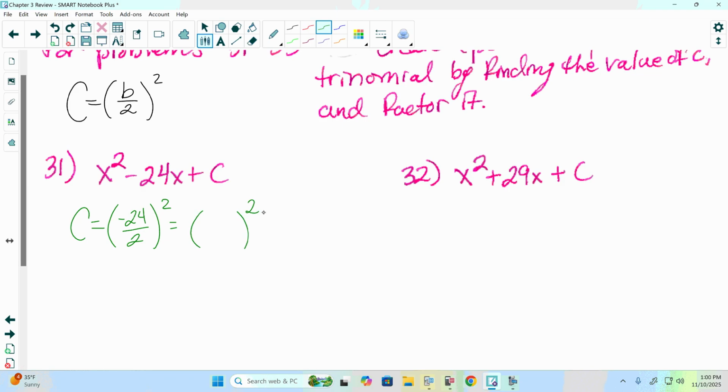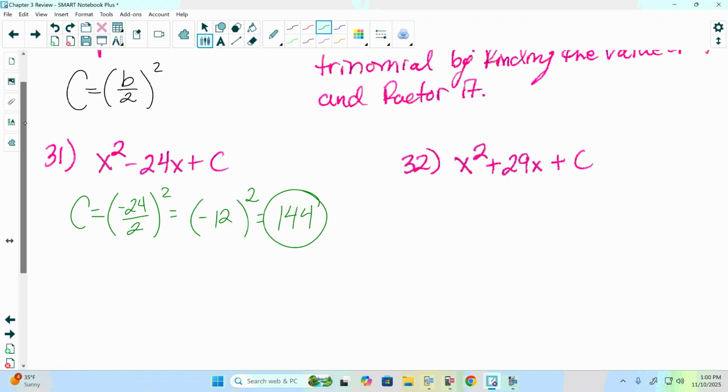Can 24 divide by 2 nicely? Well, yes, it's negative 12. Negative 12, we can now square it, telling us it is 144. So part of these questions, you do need to find the value of C. 144. If you want to rewrite it as x squared minus 24x plus 144, you can. You don't have to, but you can.